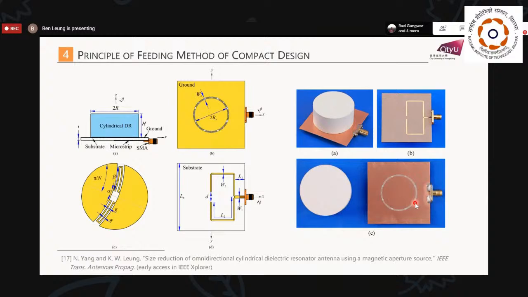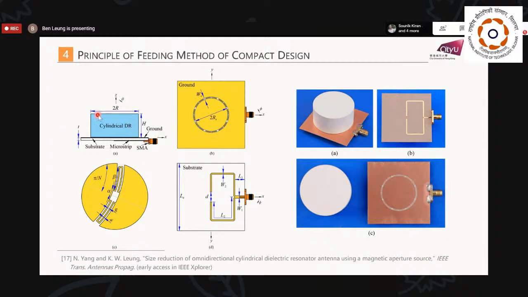Okay, next, I'm going to introduce a second diversity design. Okay, here we consider single feed first, and then we will introduce a second feed for the diversity design. So here it is only a single feed LP design.